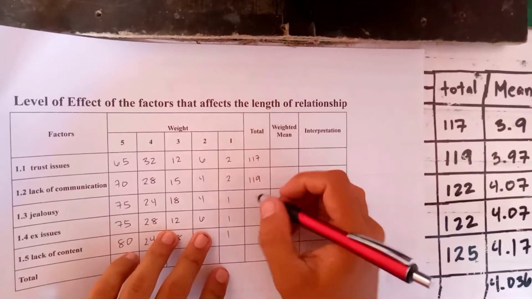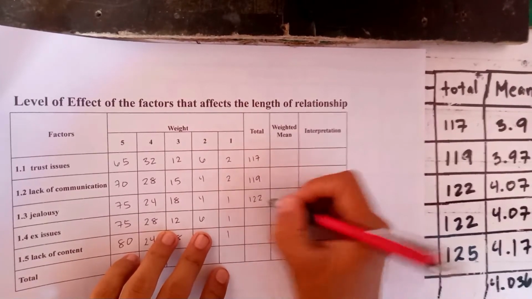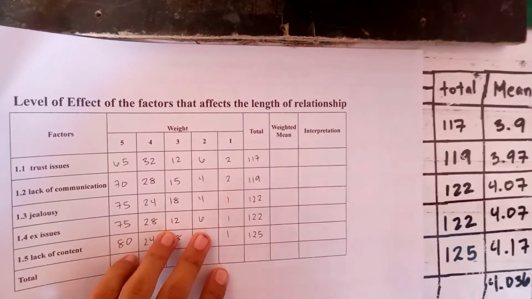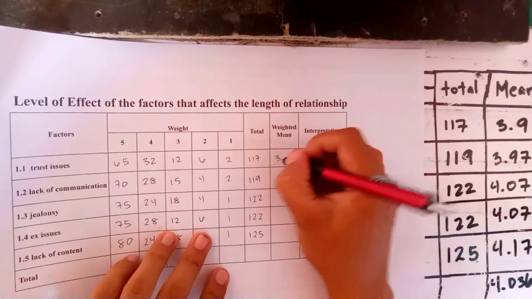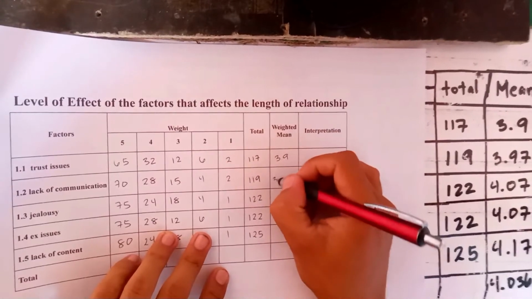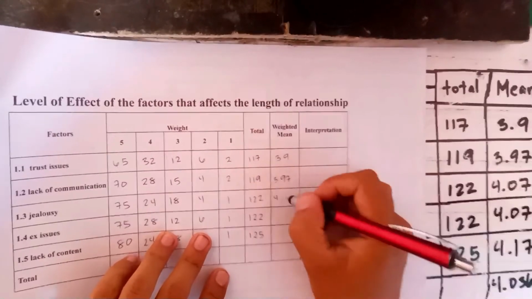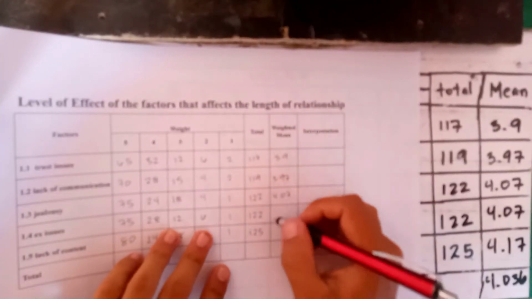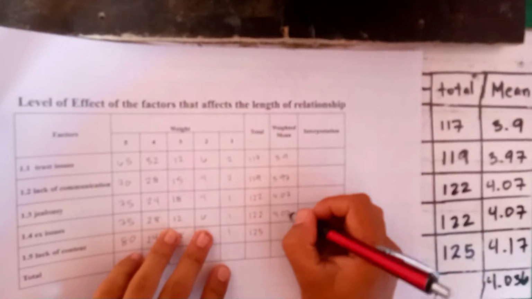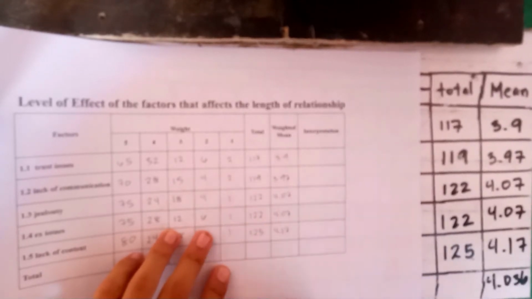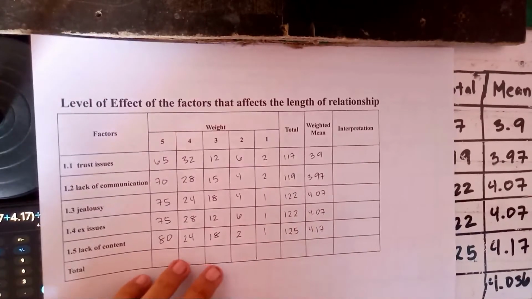As for the total, we have 117, 119, 122, 122, and 125. As for the weighted mean, we have 3.9, 3.97, 4.07, 4.07, and then 4.17, and then the last would be the interpretation.